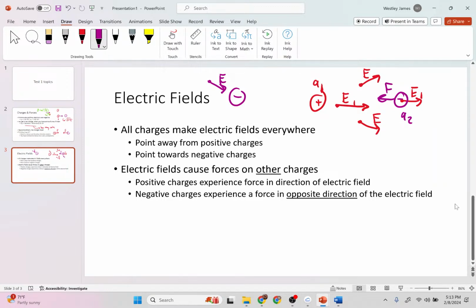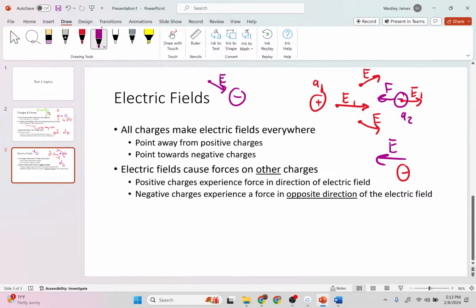Hey, you got an electric field? Because sometimes you'll have two charges, and one makes the electric field, the other experiences it. Sometimes, literally, there'll just be, hey, there's an electric field that way. I put a negative charge here. Which way is it going to move? And you don't see what's causing that electric field.